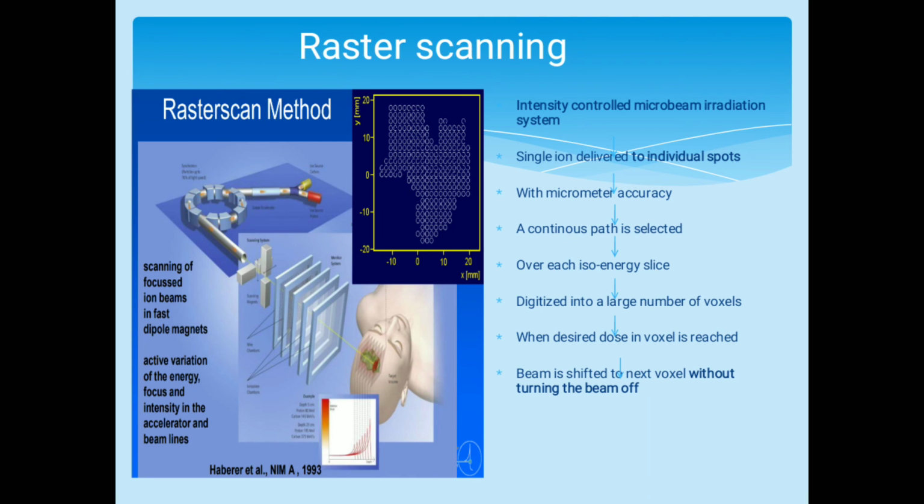Raster scanning, an intensity controlled microbeam irradiation system. Single ions are delivered to individual spots with micrometer accuracy. A continuous path is selected over each isoenergy slice, digitized into a large number of voxels. When the desired dose in a voxel is reached, the beam is shifted to the next voxel without turning the beam off.